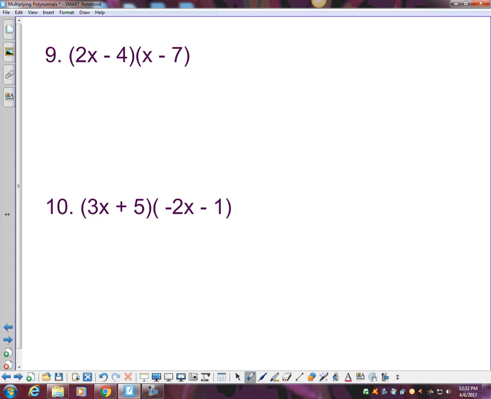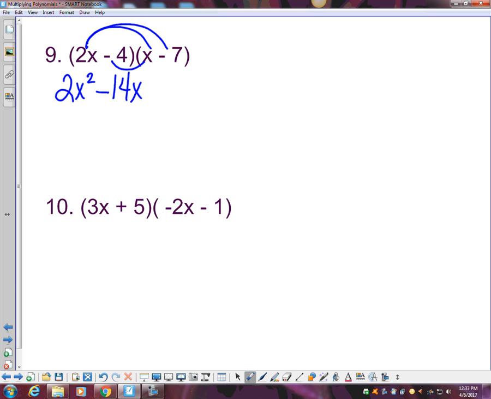Okay, now we've got a little bit more meat on them. Process is exactly the same. Here we go. 2x times x. 2x times x. Multiply your numbers, add your powers. So 2x squared. Then 2x times a negative 7. So negative 14x.